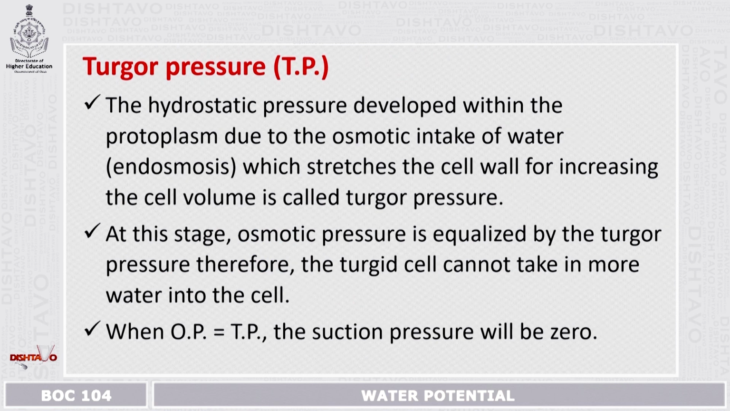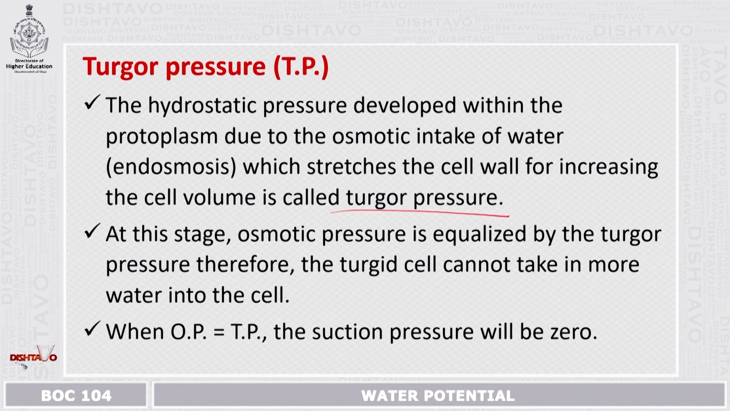The hydrostatic pressure which is developed within the protoplasm due to the osmotic intake of water stretches the cell wall for increasing the cell volume. And this is called the turgor pressure. So it is the hydrostatic pressure which is developed within the protoplasm as a result of intake of water.